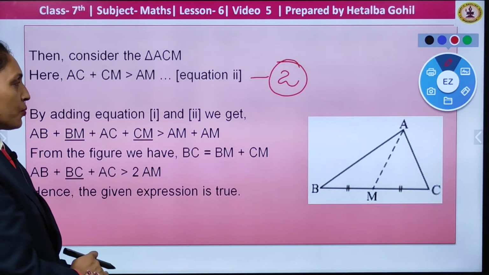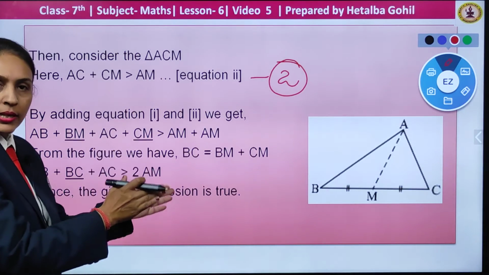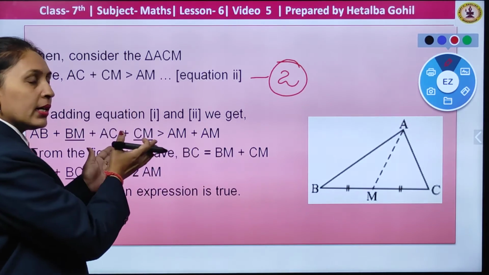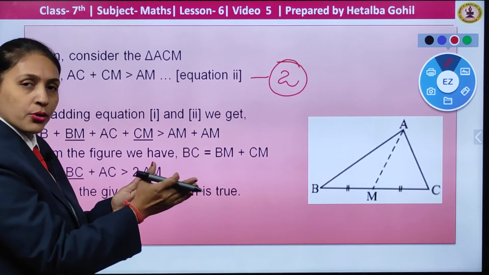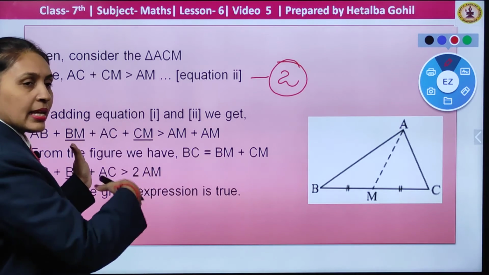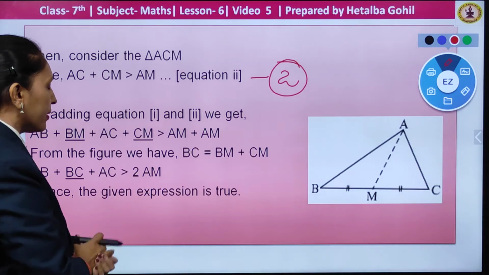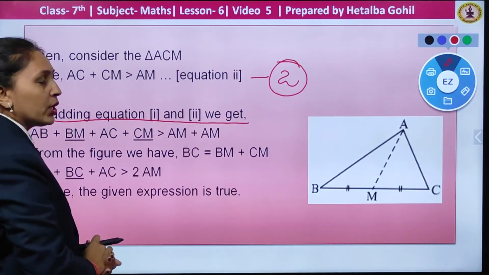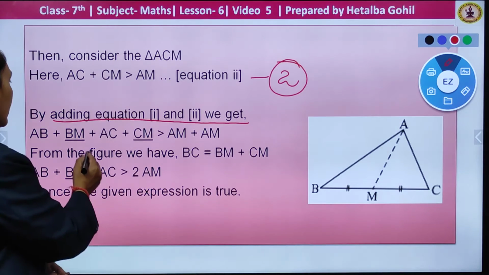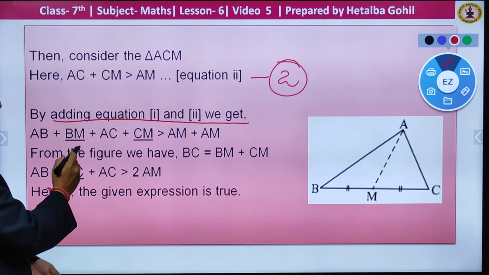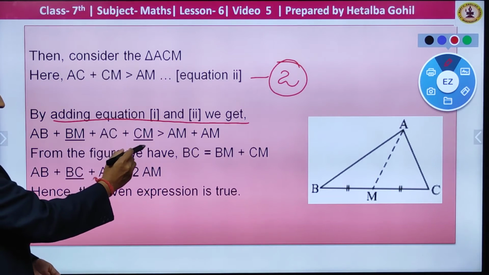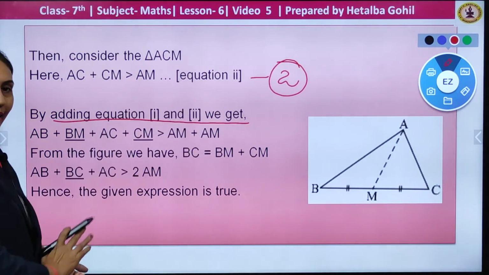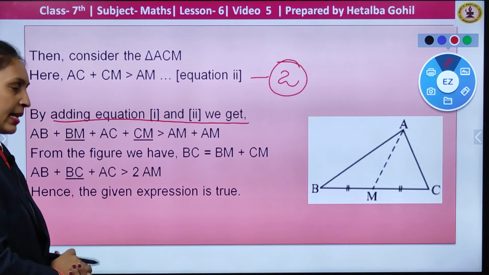Now what are we asked to do? Now the first condition and the second condition, children, you have to add both condition 1 and condition 2, LHS side and RHS side together. So by adding equation 1 and equation 2, we get AB plus BM plus AC plus CM greater than AM plus AM. So both the equations are added according to each side.